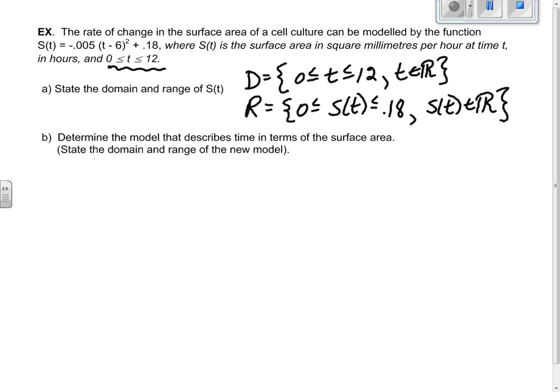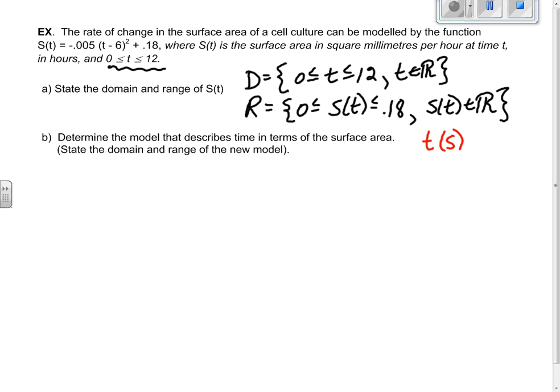We have been asked to determine the model that describes time in terms of the surface area. So perhaps if we knew the surface area of the cell culture, we would know how long time had passed. Could be very helpful. So our goal is to come up with t in terms of s. That's the inverse function, x in terms of y, in other words. I wouldn't change all my letters to x's and y's. I would leave it the way it is.